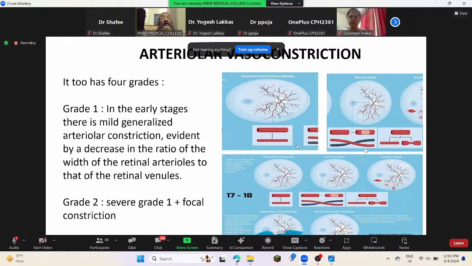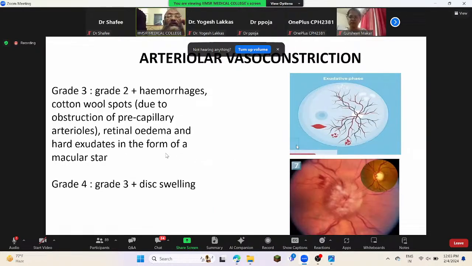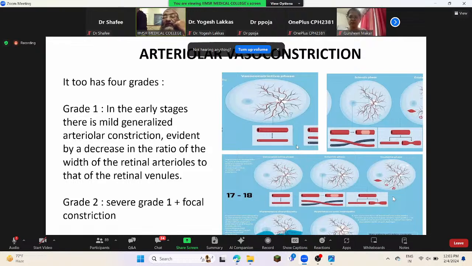Now, it too has got 4 grades. You see here, it is somewhat difficult to make out, but this is the normal retina, the normal vasculature. This is grade 1 changes. In the earliest stages, there is a mild generalized arterial constriction evident by a decrease in the ratio of the width of the retinal arterioles to that of the retinal venules. It is very evident here. You can see it here.